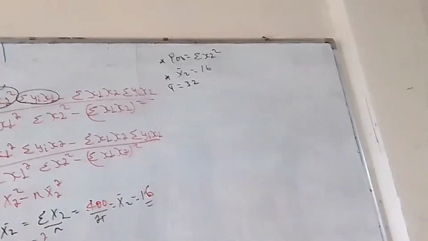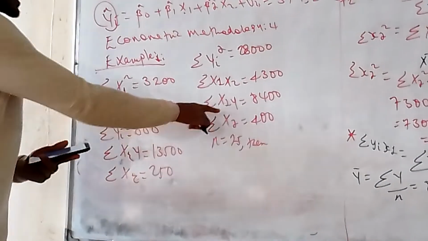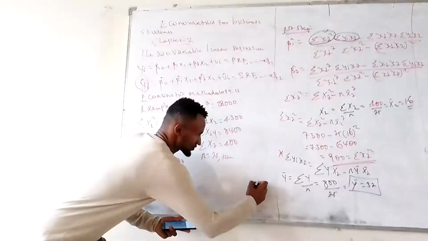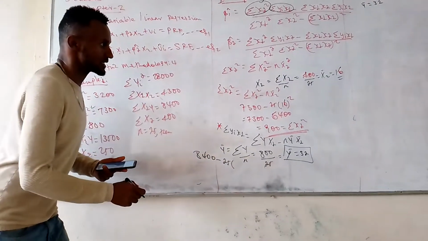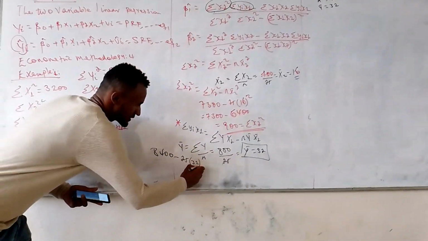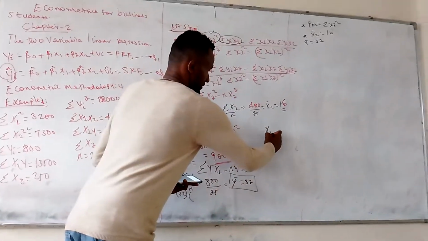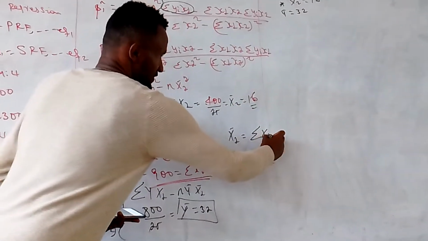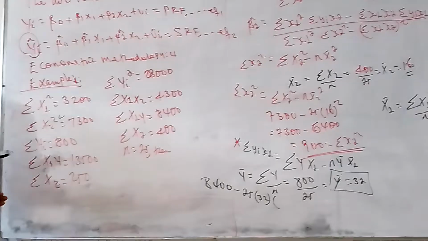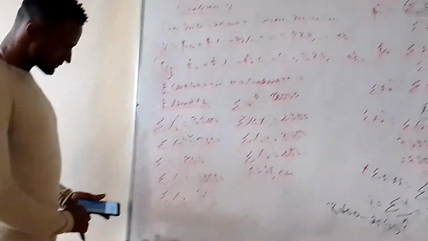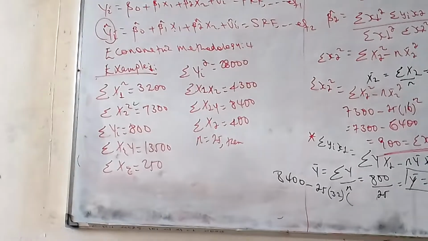Then let me use this formula. What is our yi x1 from our population data? That is this one, 8,400. So 8,400 minus n, which is 25, times y mean, which is 32, times what is our x1 mean? Again, we have no x1 mean. So to get x1 mean, the formula to use is the summation of x1 over n. From our population data, look, where is our x1? That is what I missed here.